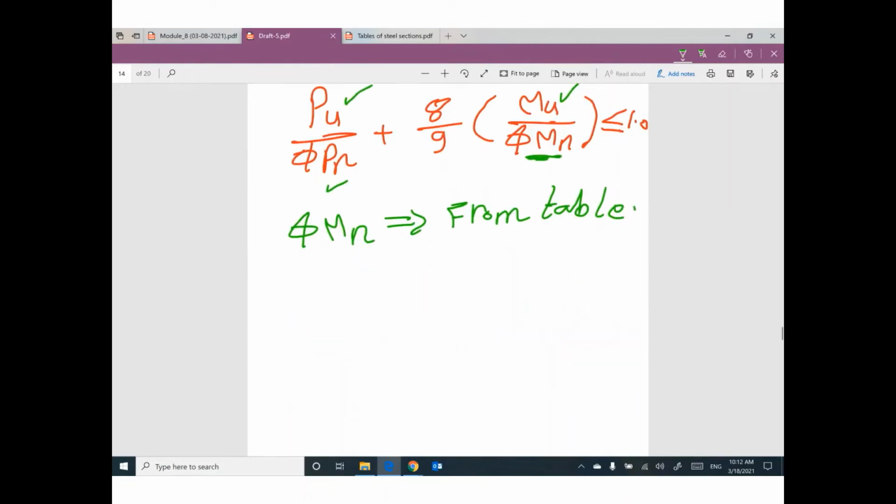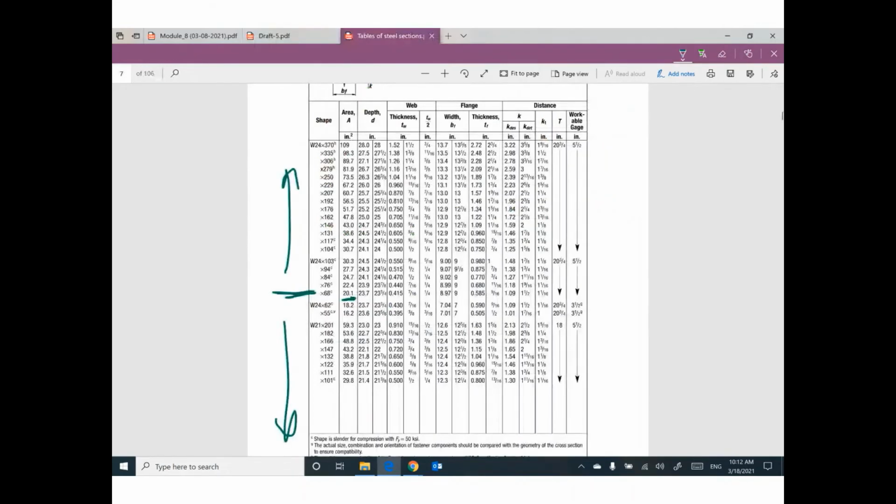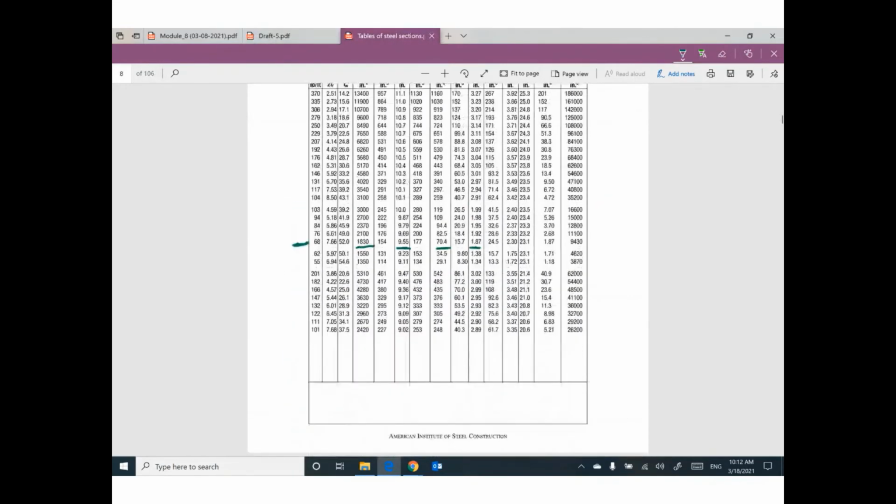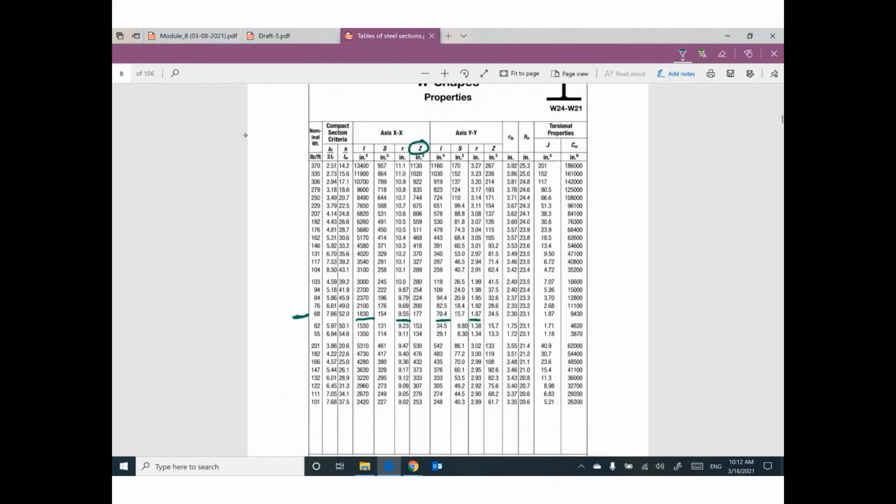or equal phi F yield times Zx. You have two choices. This choice, or you can get it from the table. Let's do it from this expression, 0.9 times F yield 50 times Zx. Please go back to the table. This cross section has a value for Zx here, 177.